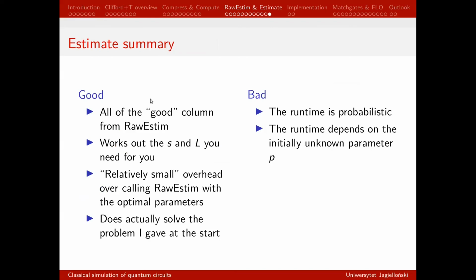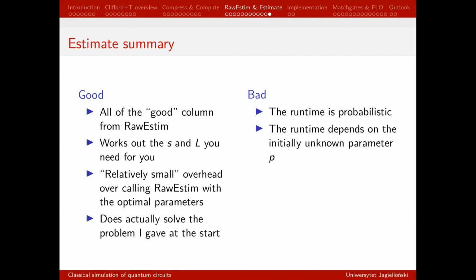And this was some estimates. So basically what I did was I moved some of the stuff from the bad column to the good column, and I added some new bad stuff compared to estim. So the bad thing is the runtime is probabilistic. So the runtime depends on the sampling it does, which is kind of annoying. But because you do a huge amount of sampling, actually, it doesn't really impact it that much.